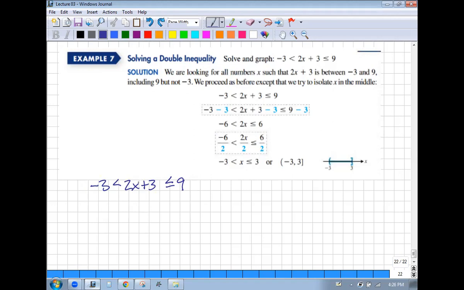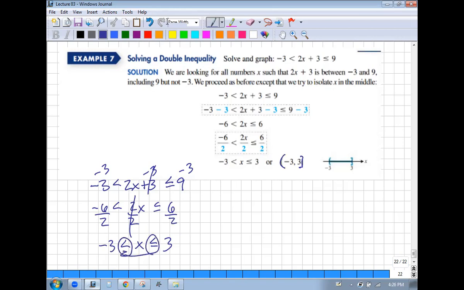So if we want to get the x by itself, let's get rid of that. If we subtract 3 from everything, this gives us a negative 6, 2x, and 9 minus 3 is 6. Okay. Now we just want the x by itself, so let's get rid of this 2 here. I'm left with negative 6 divided by 2 is negative 3, and 6 divided by 2 is 3. So x has to be between minus 3 and 3. Okay. And we want a square bracket for the 3 and a round bracket for the minus 3, because of those symbols. Okay.